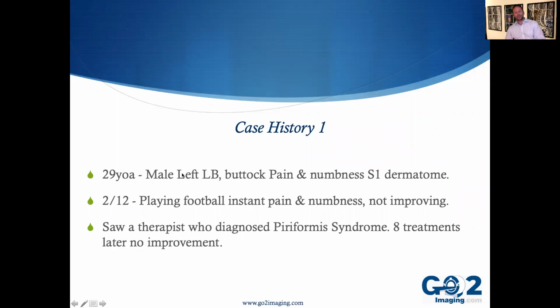Now, I'd just like to share a quick case history with you, to give you an indication of what we see on a regular basis and why it's so important to understand how to read people's images when they come to the clinic. Here we have a 29-year-old male who was suffering with left lower back pain and sciatica going down into his left leg. He reports that it came on after he was playing football. He had instant lower back pain, and then the numbness gradually came on thereafter.